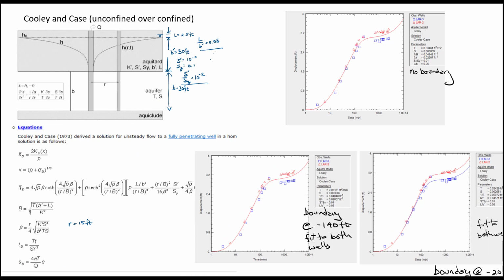Okay, then the last model that I tried was this Cooley and Case model, and this is a good bit more complicated. We have an aquifer here that's characterized by T and S, a confined aquifer, and then we've got an aquitard here that has a water table in it, and we're not really allowing horizontal flow in this aquitard, but we can release water from storage due to changing the hydraulic head in the aquitard. And so we've got a hydraulic conductivity, a storativity, a specific yield, a thickness, and that L is the thickness of the capillary fringe.